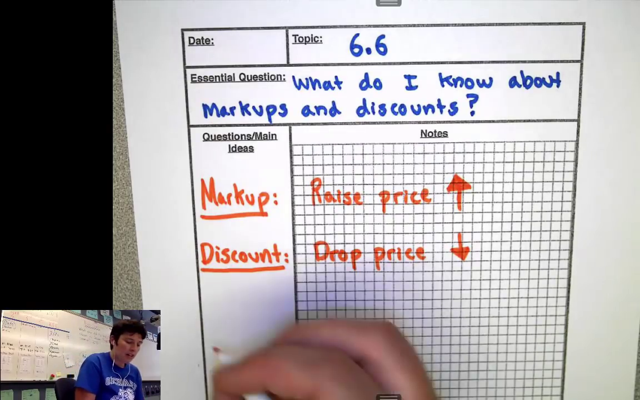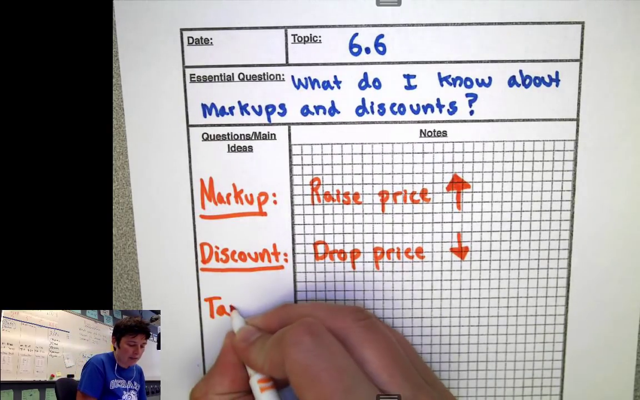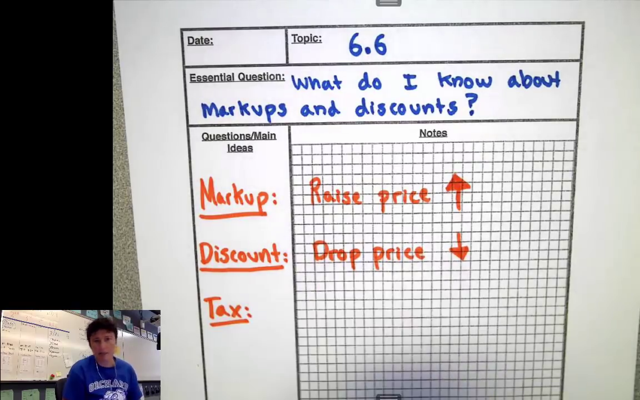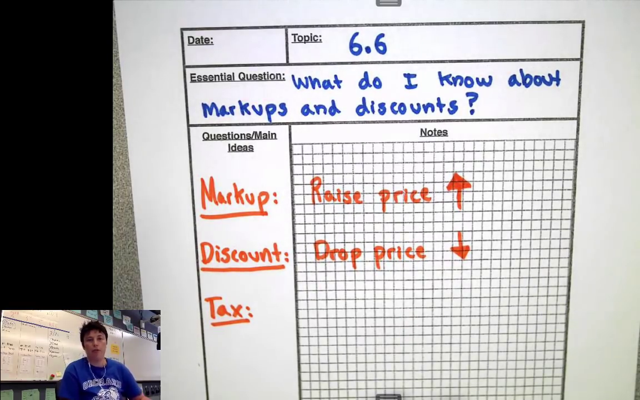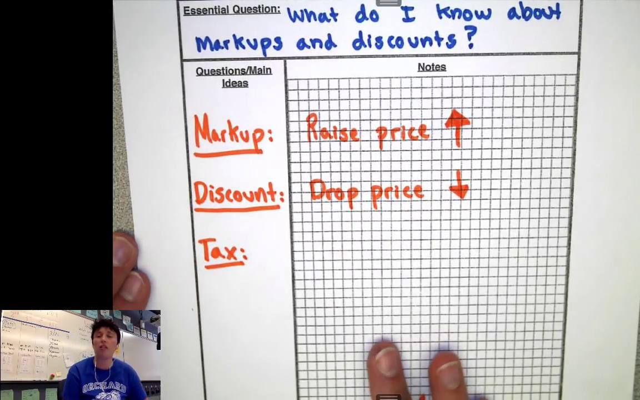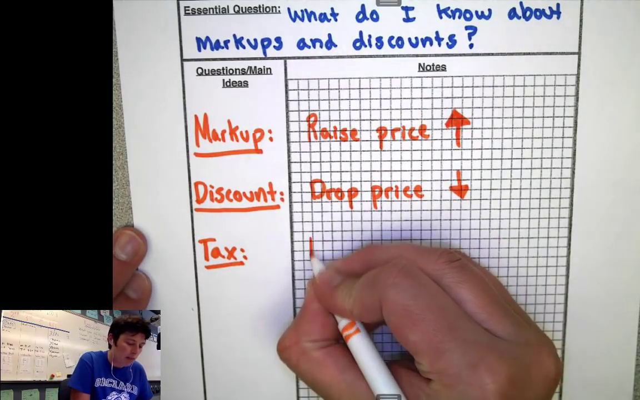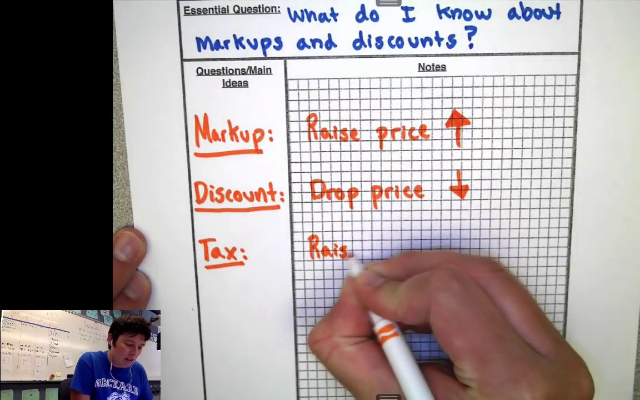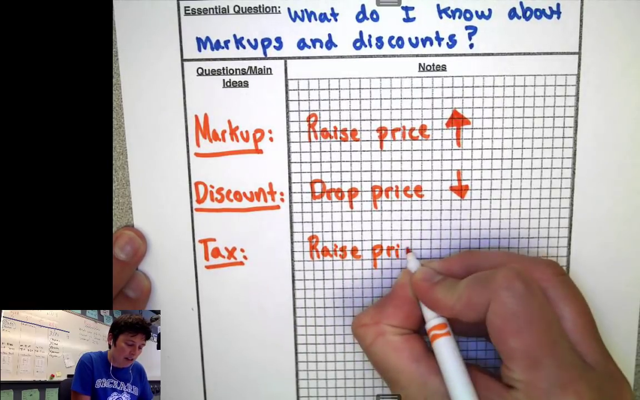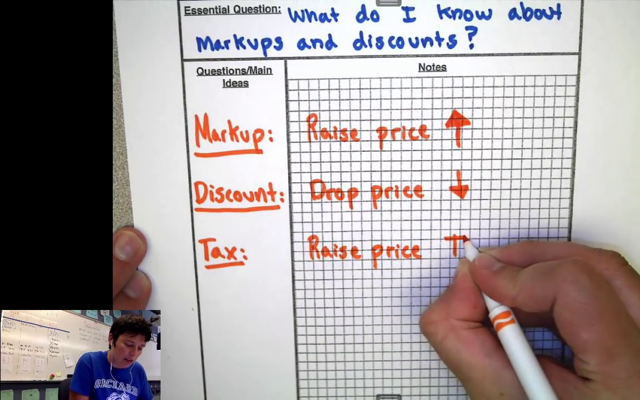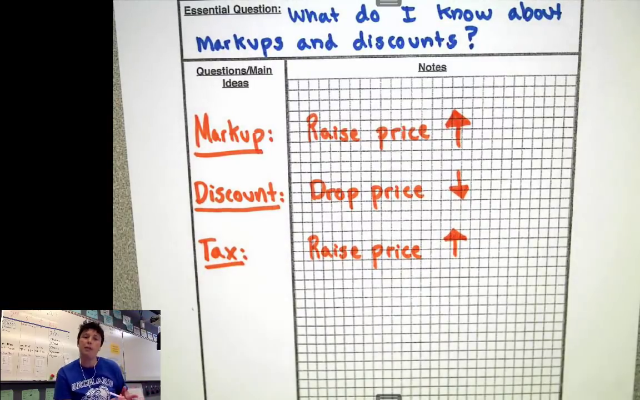And then the last category we've been working on is tax. Now, you might say tax is bad, but you can kind of argue both directions. Tax is good because the dollars that we pay for tax go towards great things that we use like public schools and parks and policemen and firemen and all those good things. So tax does raise the price. And people complain about tax a lot, but remember it's going to a good cause. So it raises the price for a reason.